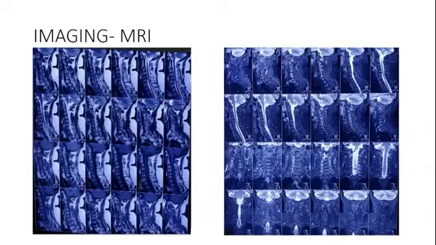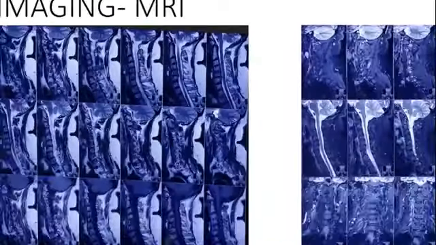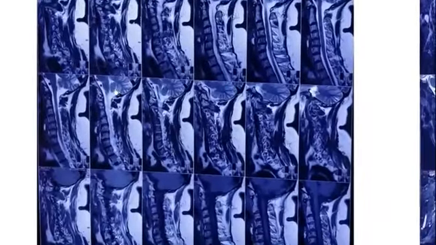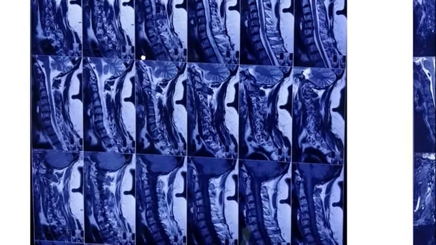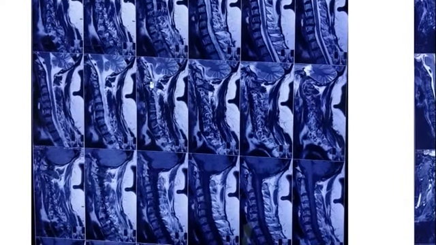Sir, axial cuts were not available, sir. Sorry? Sir, axial cuts were not there. Patient is having the cervical MRI, so please arrange. Yes, sir. Get the films from the patient and show them by putting them on the view box. Okay, sir.